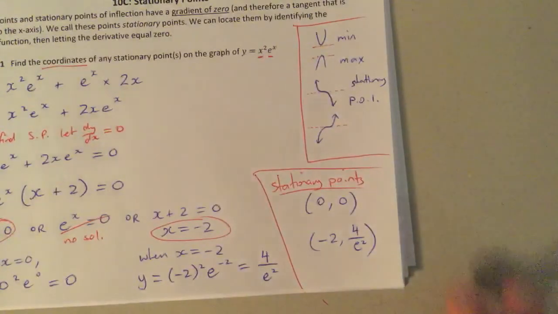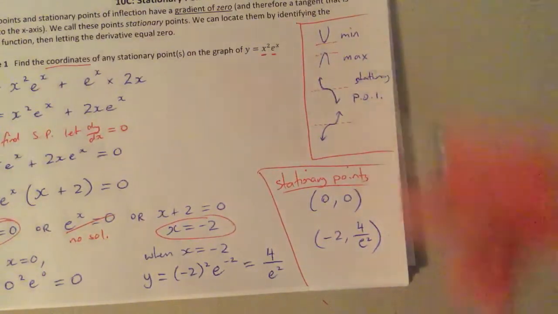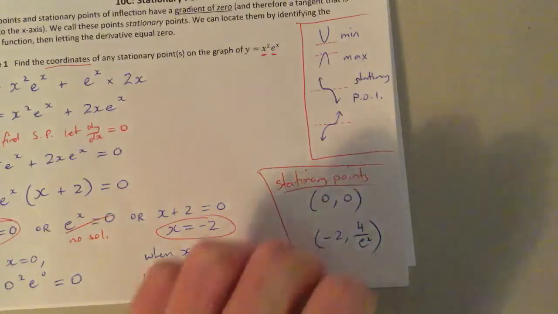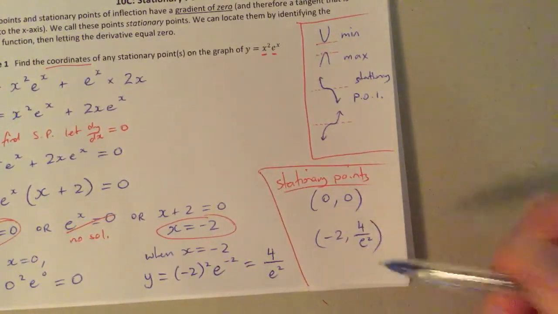on our graph. Right, so even with a function that we may not have been very familiar with that graph, we've been able to identify where the stationary points are using calculus and using the fact that we knew that the stationary points exist where the gradient is equal to 0.